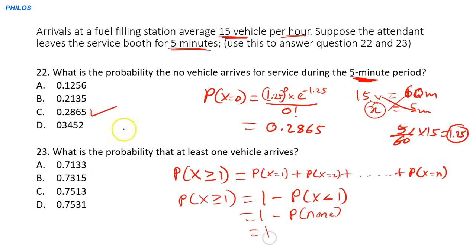So in the previous question, we saw the probability of none to be 0.2865. So we can say 1 minus 0.2865 will give us 0.7135. So the correct answer for question 23 is A. I think it's a typing mistake. It should be 0.7135. Okay, so the answer is A. So let's proceed to the next question.